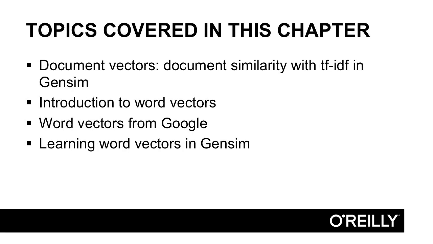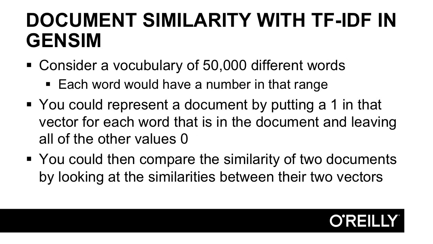So in this chapter, we're going to first look at document vectors, and we're going to do document similarity with TF-IDF and Gensim. Then we're going to look at word vectors, and we're going to play with the word vectors from Google, and we're going to learn our own word vectors in Gensim. So first, document similarity with TF-IDF and Gensim.